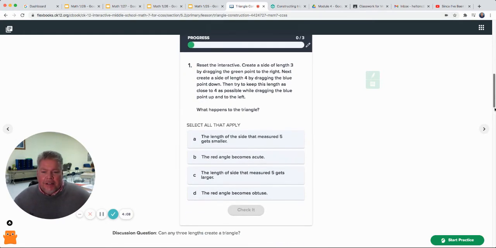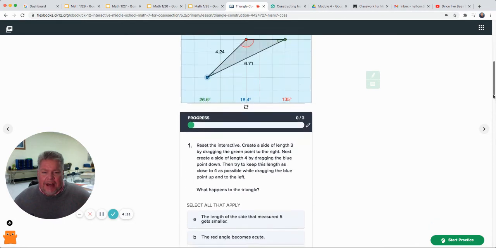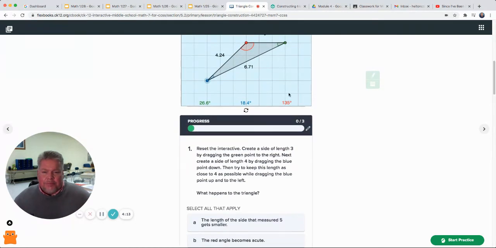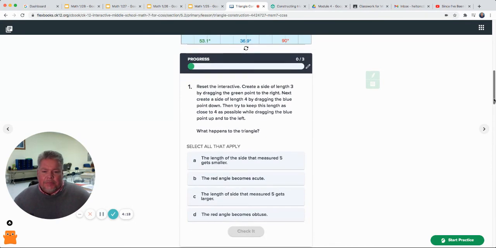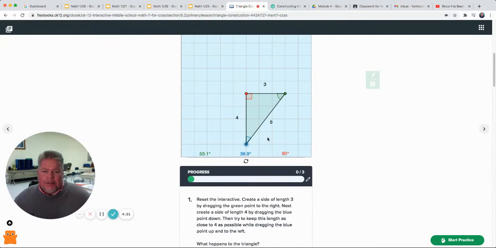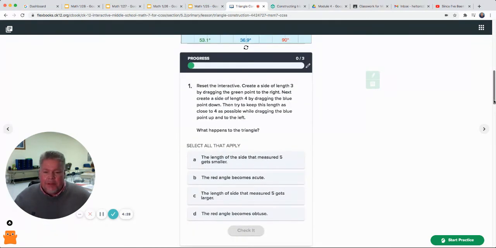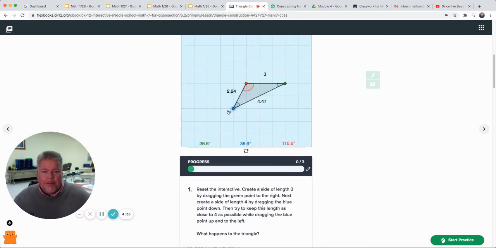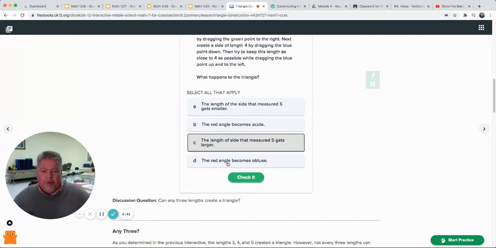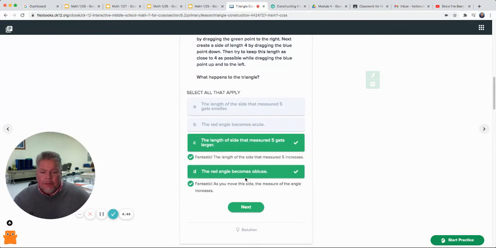Okay, so let's see. Select all that apply. The length of the side that measured 5 gets smaller. Let's go back to where we were. No, it doesn't get smaller. The red angle becomes acute. Let's see if that red angle becomes acute. No, it becomes obtuse. So no. The length of the side that measured 5 gets larger. Yep, we saw that. The red angle becomes obtuse. Yeah, it's an obtuse angle when we keep it at 4. So I think it's those two. We're going to click check it. Yeah, and so we got it right.